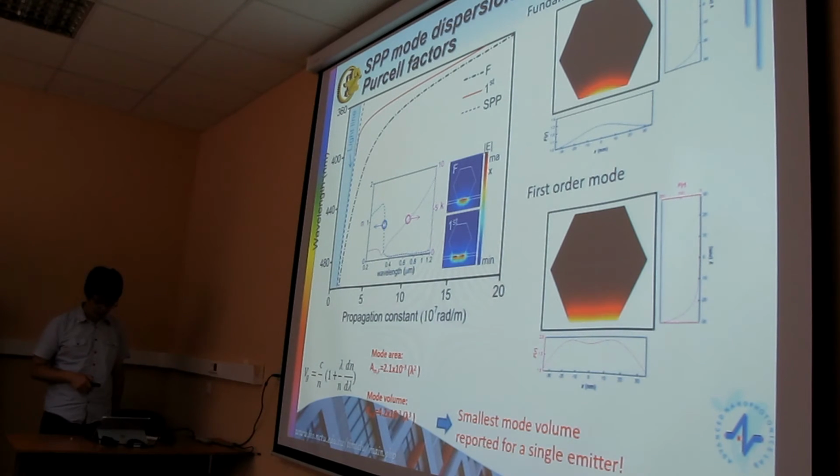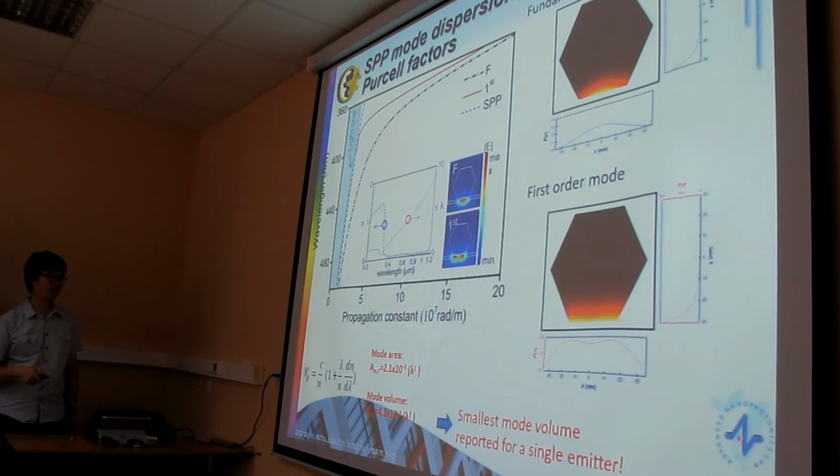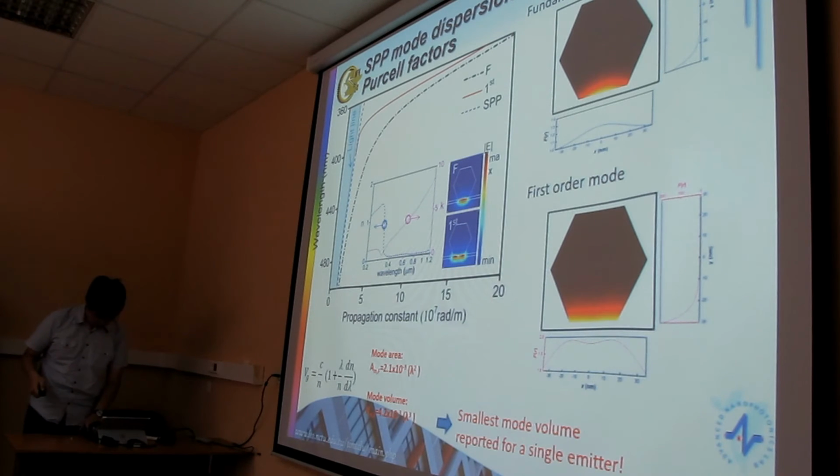leading to a sufficiently large Purcell factor, which is promising to achieve an ultraviolet surface plasmon nanolaser. The effective mode volume for the fundamental surface plasmon mode can be calculated to be 4.2 × 10^-3 here. So it's the smallest mode volume reported for a single emitter in the world now.